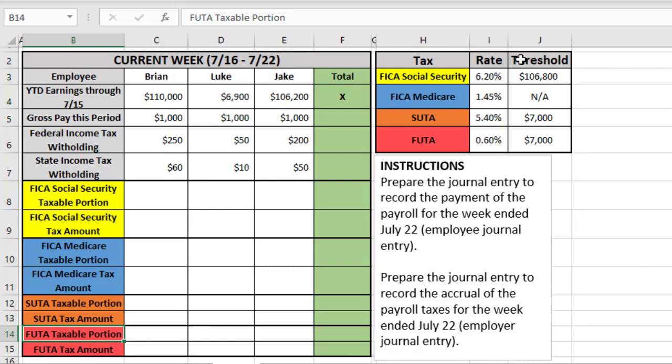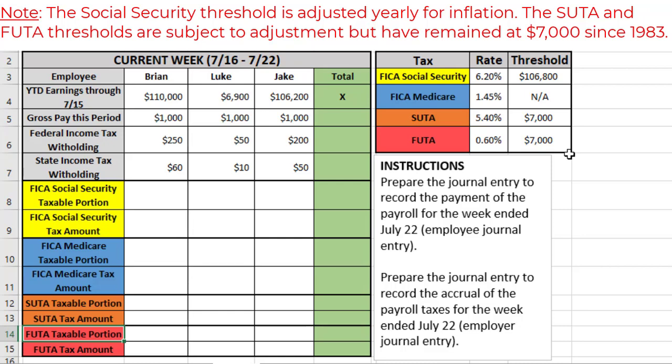So you'll notice over here that we are given the tax rates for each of these 4 taxes that we're going to need to calculate. And there's also a threshold for each tax rate. So the threshold means that once the employee makes this amount of money, they no longer have to pay any additional taxes on that type of tax. So for example, FICA Social Security has a threshold of $106,800. So if you have an employee who makes more than this, we are not going to tax him anymore.